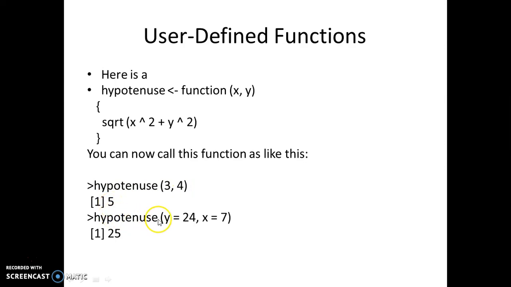Similarly, hypotenuse y is equal to 24, x is equal to 7. See, this is how we can change the sequence, but then when we change the sequence, we should also specify the name of the argument. A very important thing over here is, here we have not written any return value because we are calling this function on the prompt itself. But to be able to use this function, we may also have to return the value.